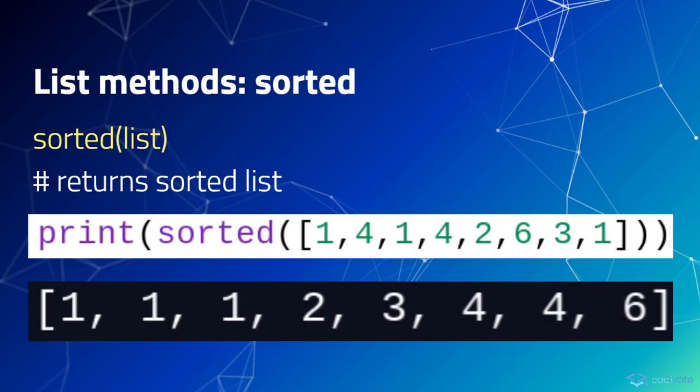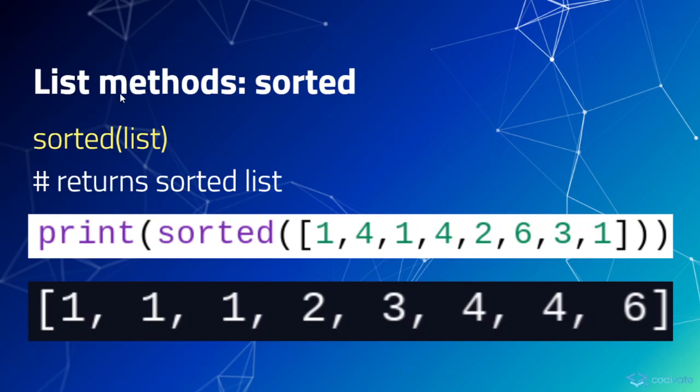Let's take a look at our last list method. This is one more way to sort lists, and we would use this if we don't want to change the list itself, but we just want a sorted copy of it. In order to do this, we would use the sorted method. That is what it's called.